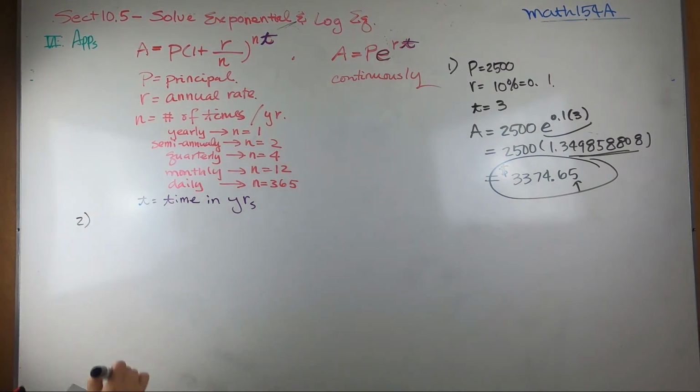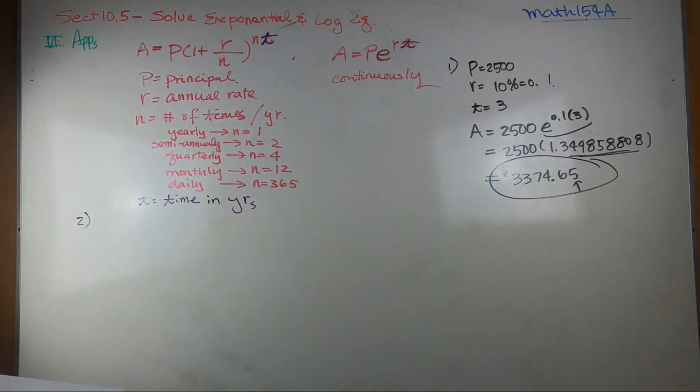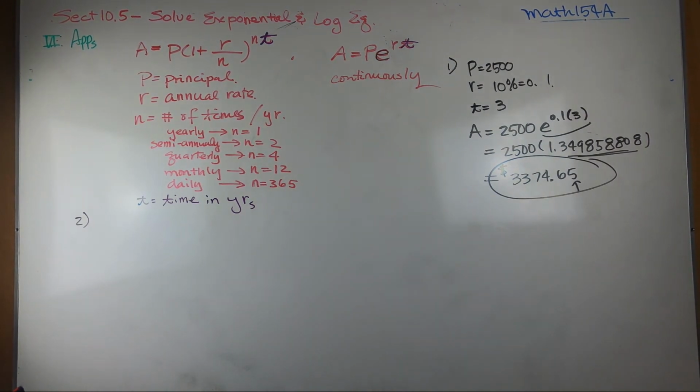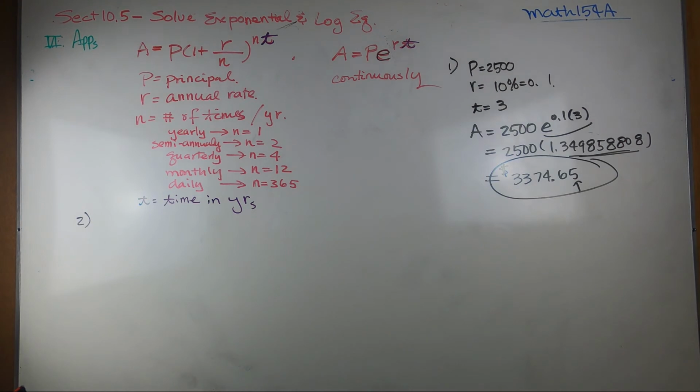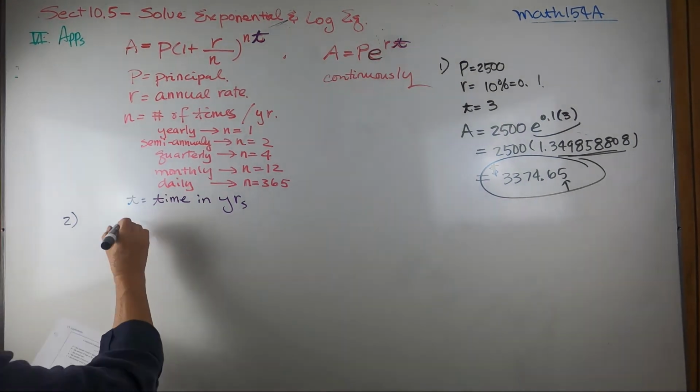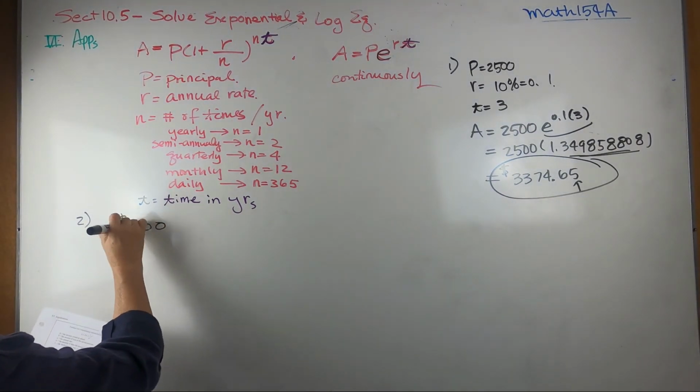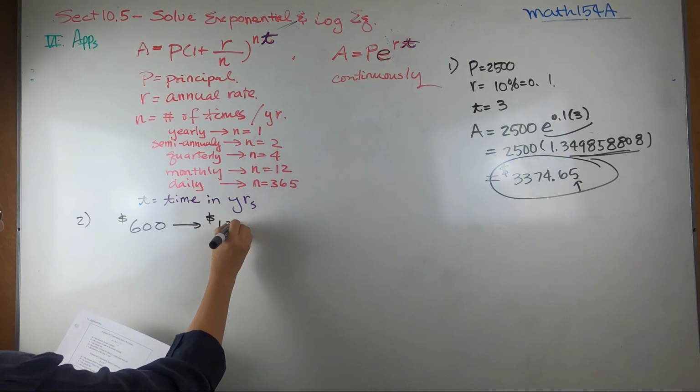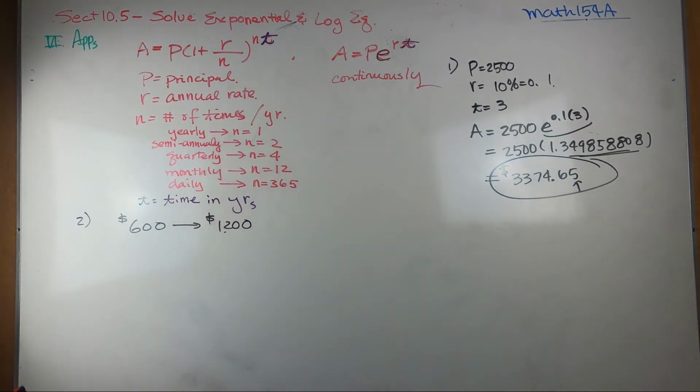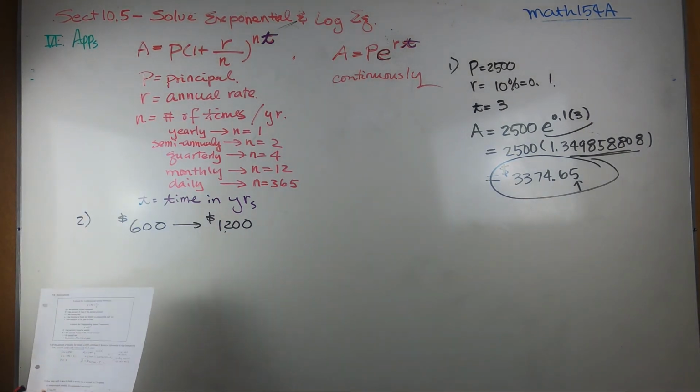Then let's take a look at the next one. It says, how long will it take for $600 to double if it is invested at 12% interest? That would be nice, right? Nowadays only 2-3%. And if you invest, you want to have a high return. So to double means what? $600, you want to have how much? $1,200, right? So it is 12% interest.